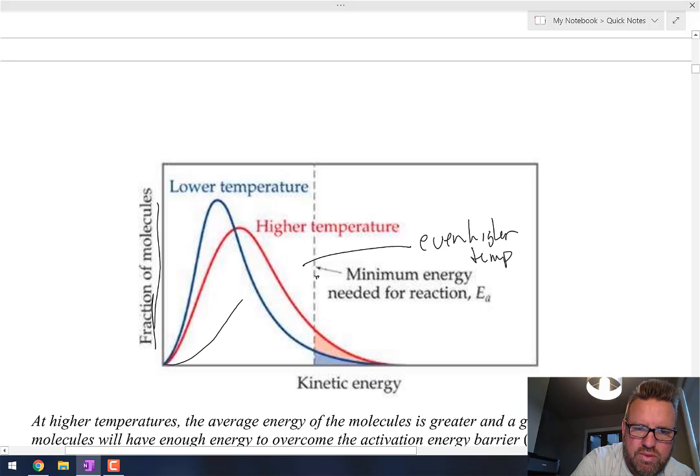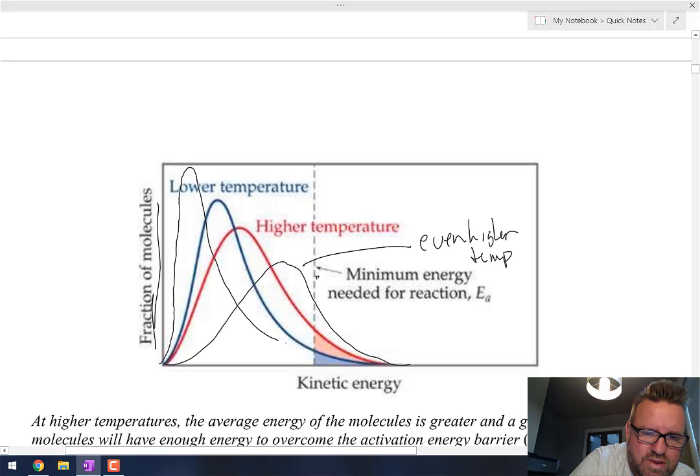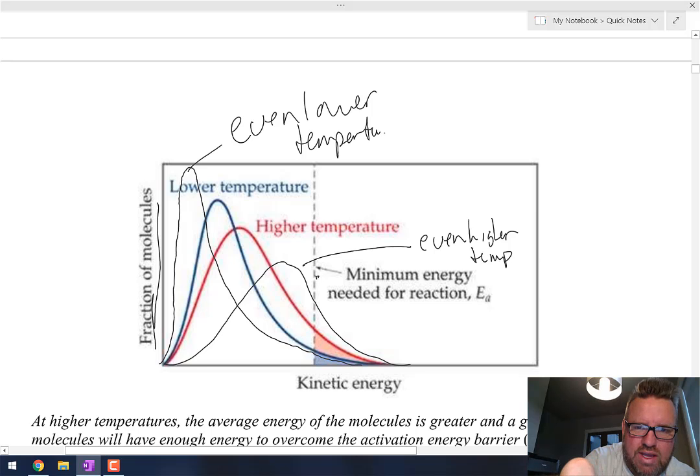I'm going to erase that whole thing there. Oh, that one's even better, actually. What if the temperature got even lower? Then what would it look like? Again, the lower it gets, the taller this peak gets and the farther to the left it becomes. Again, not perfect, but that's an even lower temperature. So the lower the temperature gets, the more it moves left and the taller it gets.